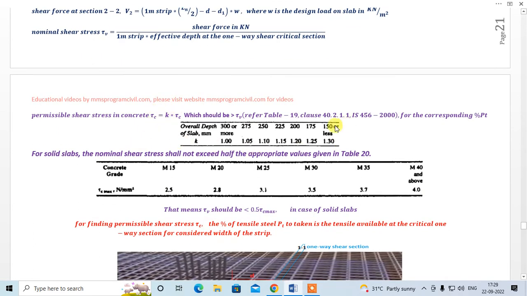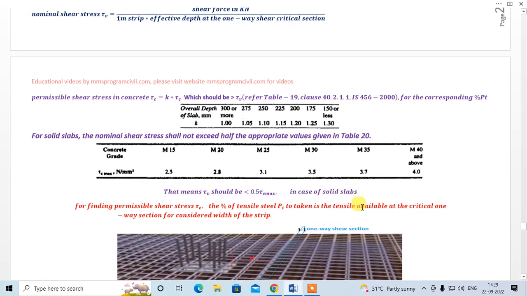K is obtained from this table. If your flat slab thickness is greater than 100, then it will be 1. Otherwise, according to the thickness of the flat slab, you have to find K from this table. And your nominal shear stress shall not exceed half the appropriate value of tau c max given in table 20. For solid slab, you have to take 50% of this. Our flat slab is a solid slab. That means tau v should be less than 0.5 tau c max in case of solid slab.